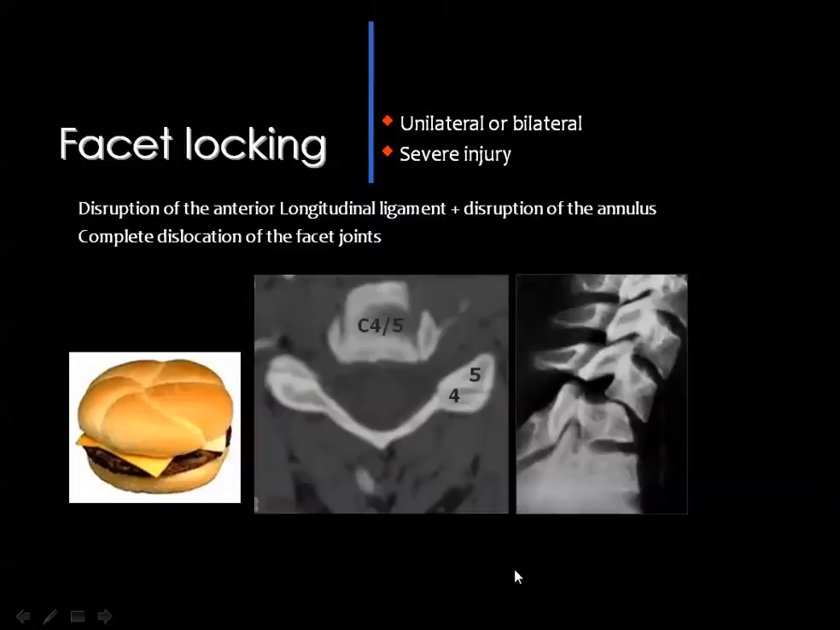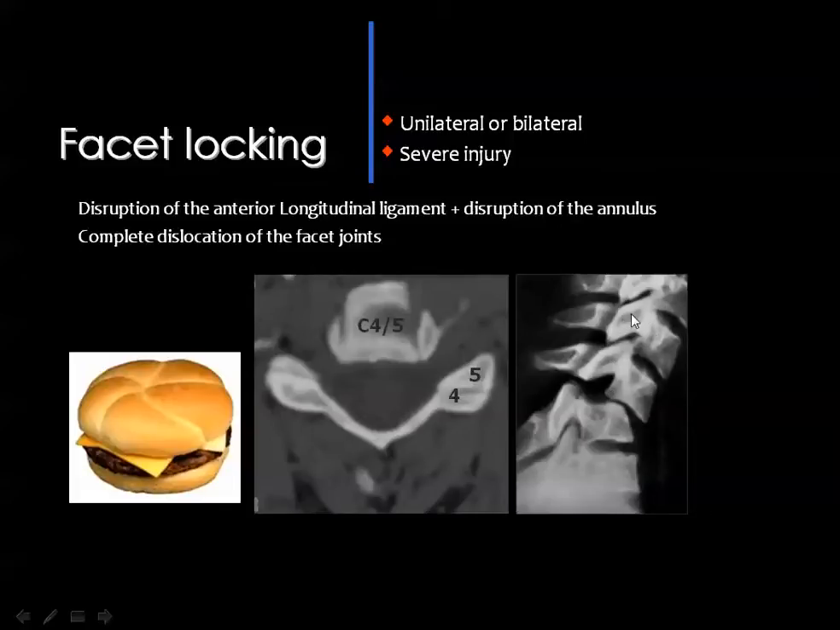Then we come to an important issue, which is the facet locking. Facet locking means that there is abnormal relation between the articular facets in the cervical spine. And whenever there is flexion injury with traumatic spondylolysis, you can see in this X-ray the relation of the facets of the vertebra above to the facets of the vertebra below.